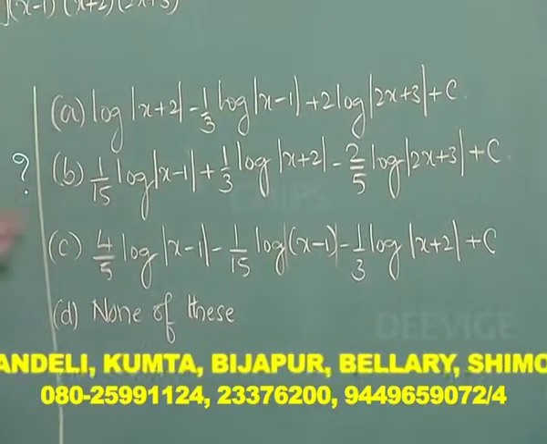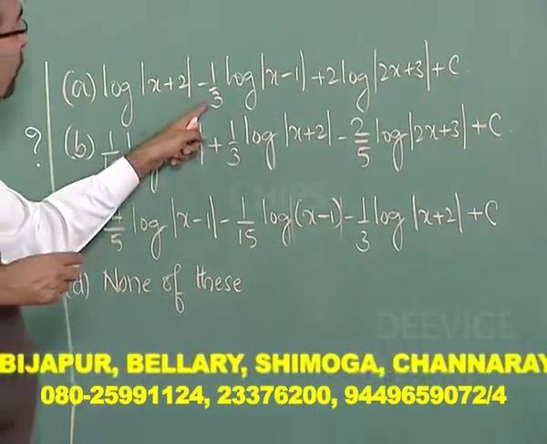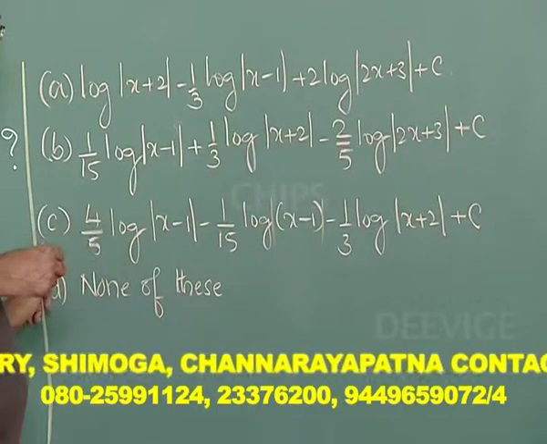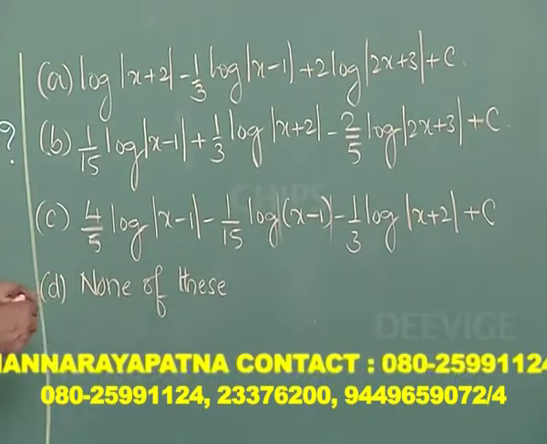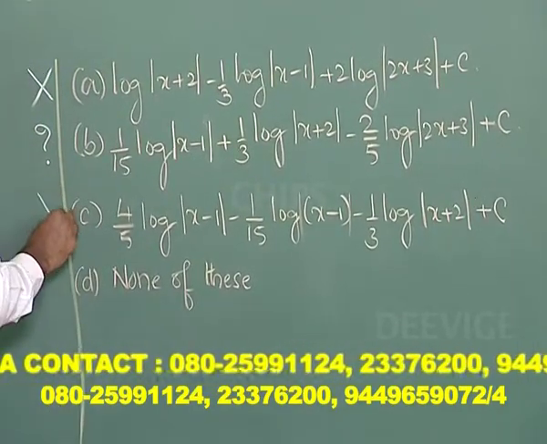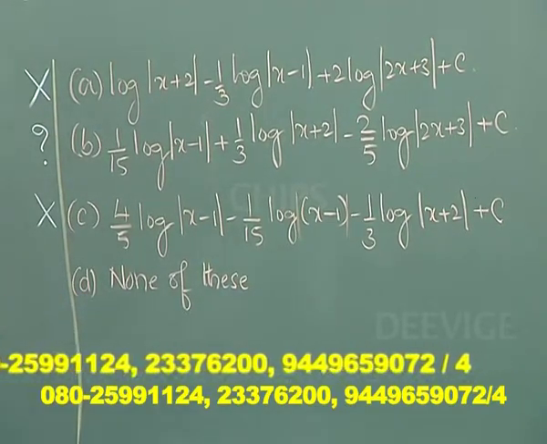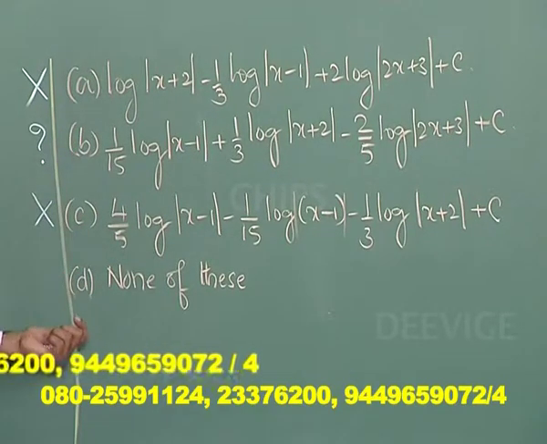Option A has minus 1 by 3 as the coefficient of log of mod of x minus 1. Option C has minus 1 by 15 as the coefficient of log of mod of x minus 1. I can clearly say option A is ruled out, option C is ruled out. But we have option D, that is none of these. So we have to verify whether B is correct or D is correct.